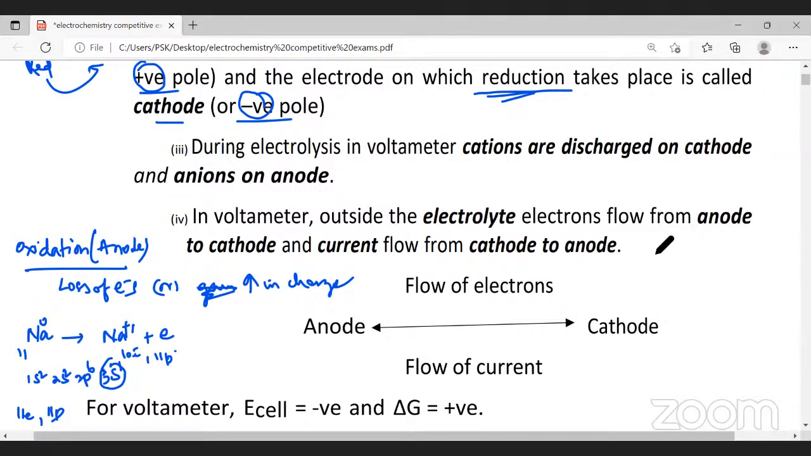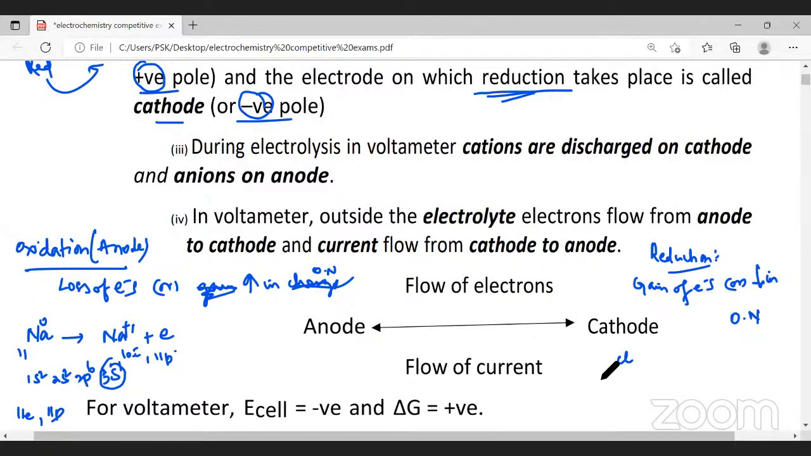Now similarly, when we take reduction, I call it Red Cat to understand. Reduction means gain of electron, or decrease in charge, or decrease in oxidation number. It is better to use the term oxidation number rather than charge. So, decrease in oxidation number.